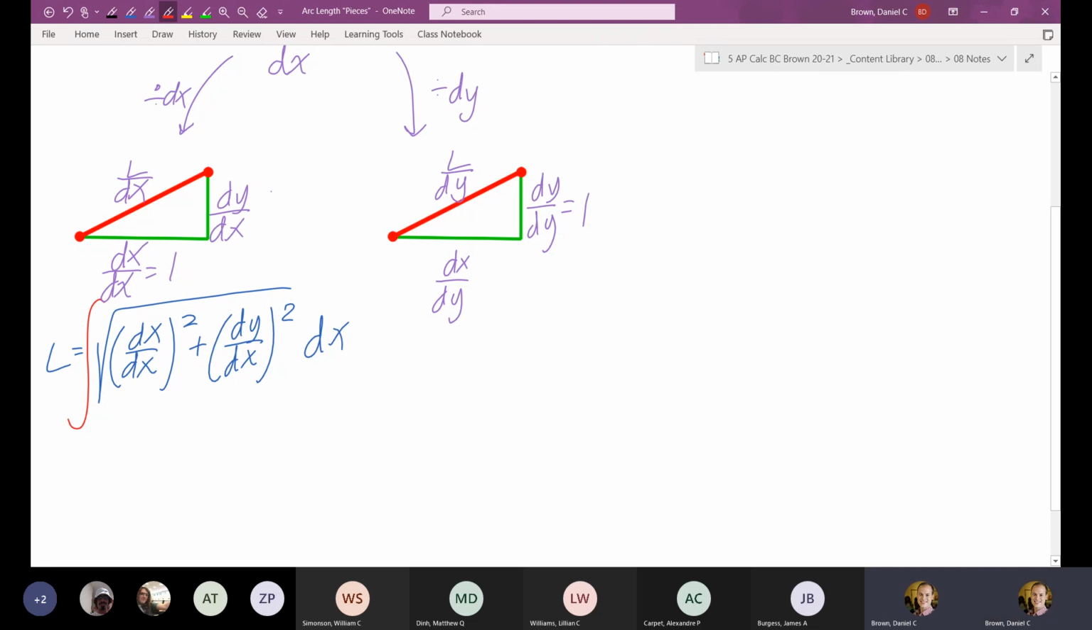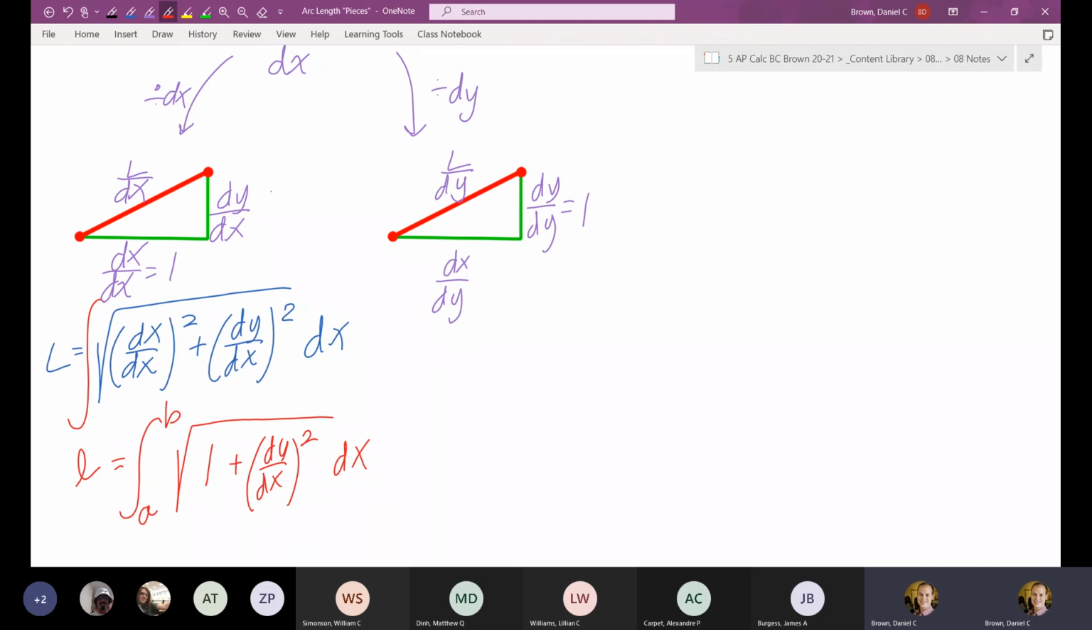So that is going to be your first formula. Arc length is equal to the integral, we'll say from a to b, of the square root. Dx over dx is just 1. 1 squared is just 1. Plus, we have dy over dx squared, with respect to dx. So that's going to be the first formula that you can learn and use and memorize.